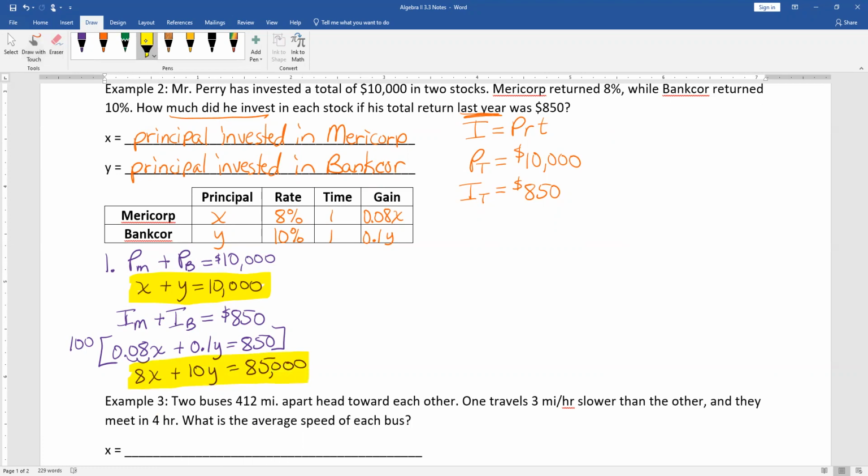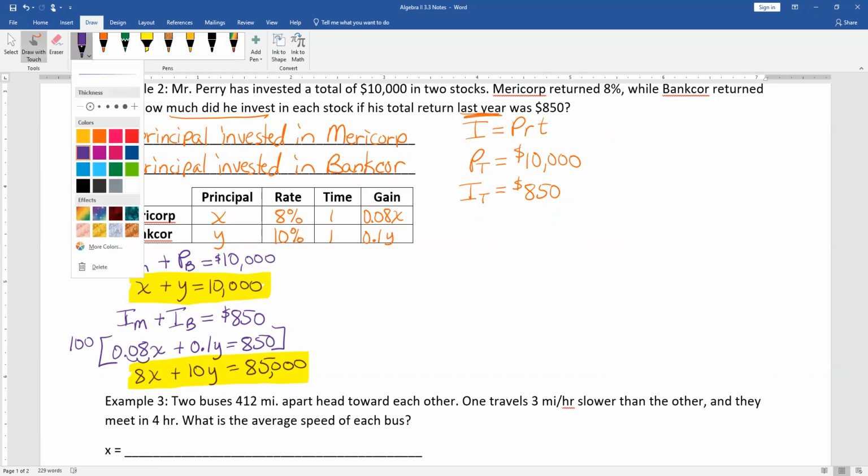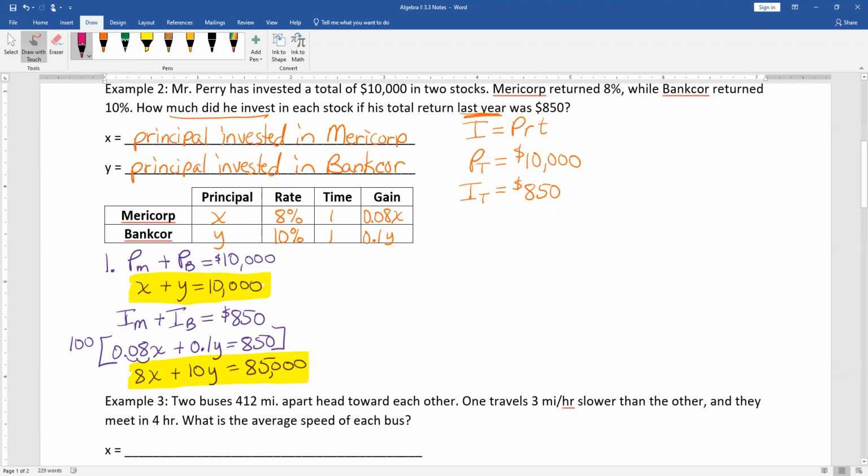Okay, so we're going to use substitution again. One of these is very easy to create an equation of substitution. This is step 2. So let's take our x plus y equals 10,000, and I'm going to solve it for x. I'm just going to subtract y from both sides. And don't come at me, I know I'm breaking my own rule, but I'm just going to leave the 10,000 in front. 10,000 minus y, that's x.